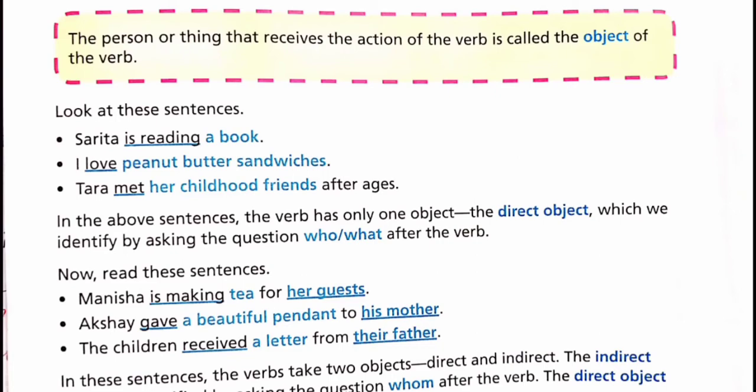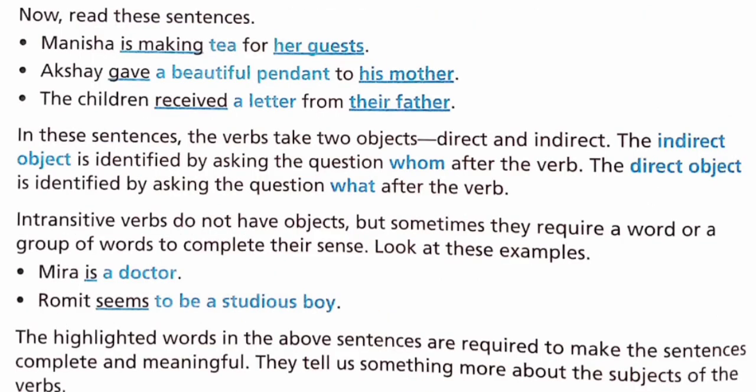Now let's read a few more sentences. Manisha is making tea for her guest. Akshay gave a beautiful pennant to his mother. The children received a letter from their father. In these sentences, the verbs take two objects, direct and indirect. The indirect object is identified by asking the question whom after the verb. The direct object is identified by asking the question what after the verb.